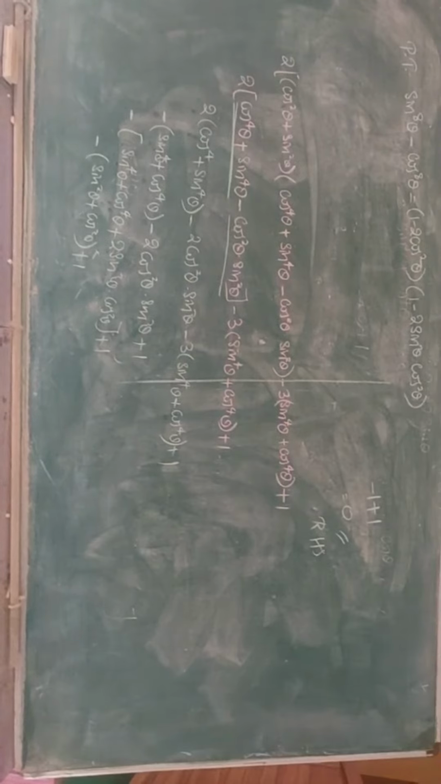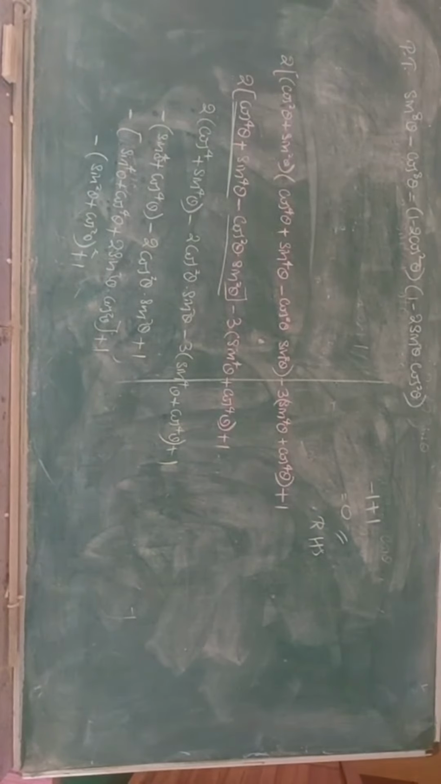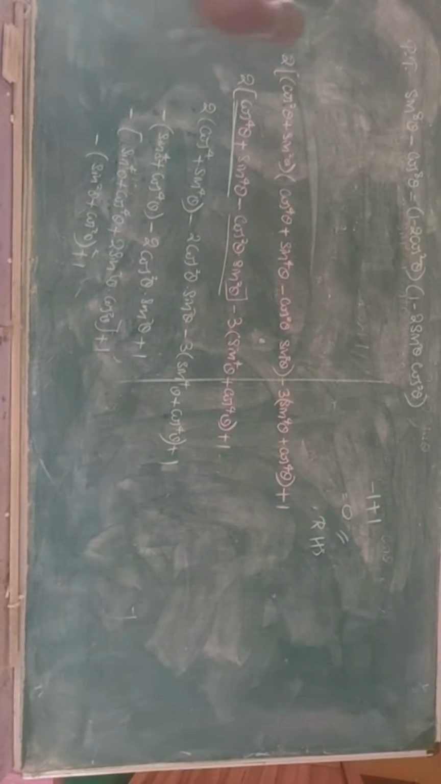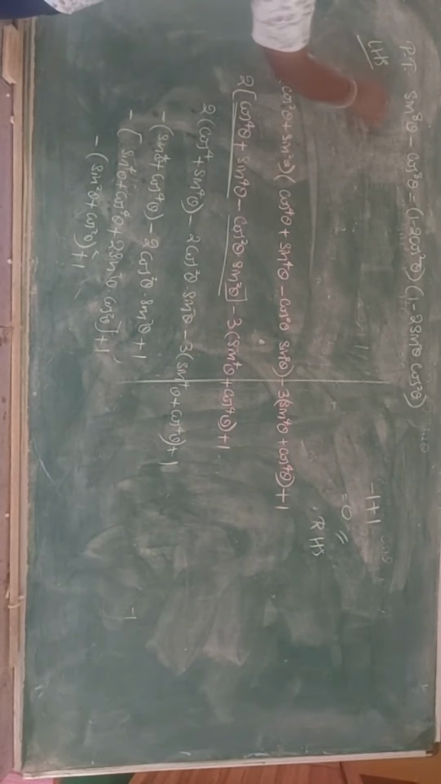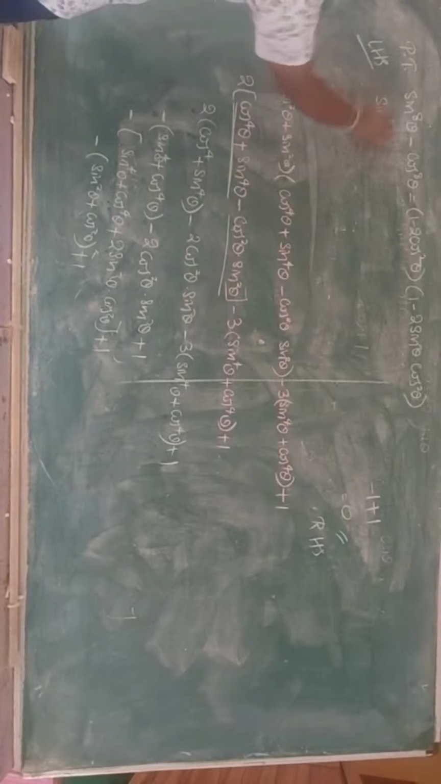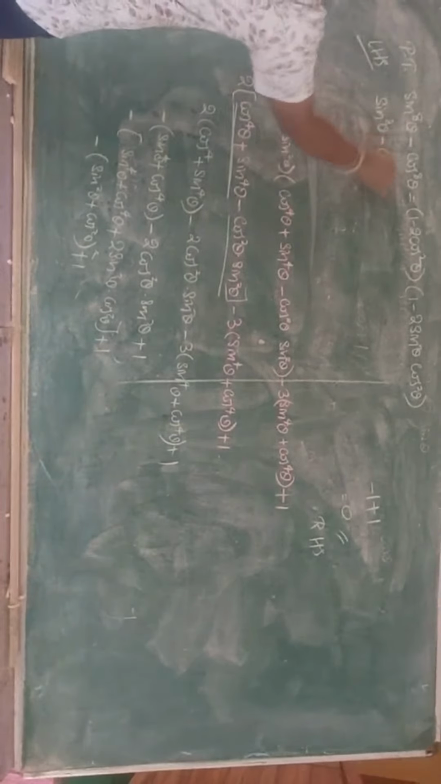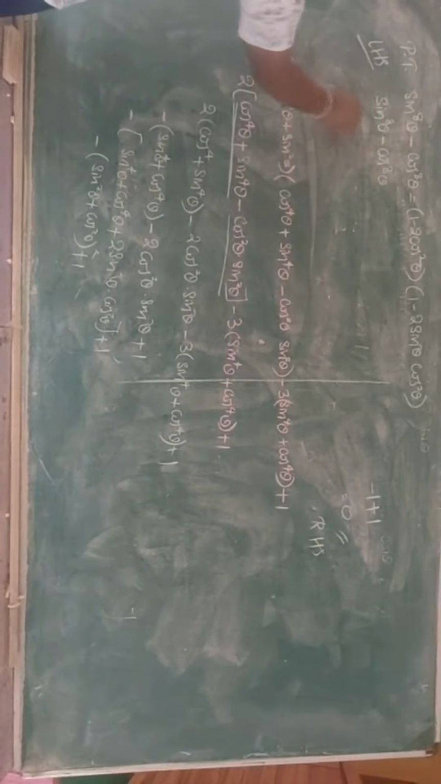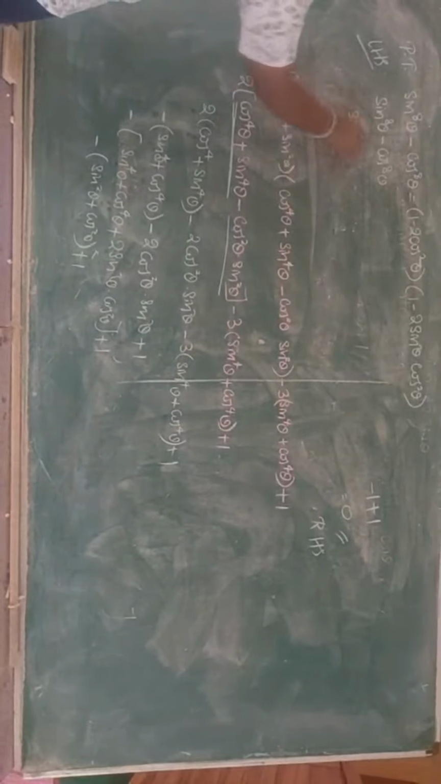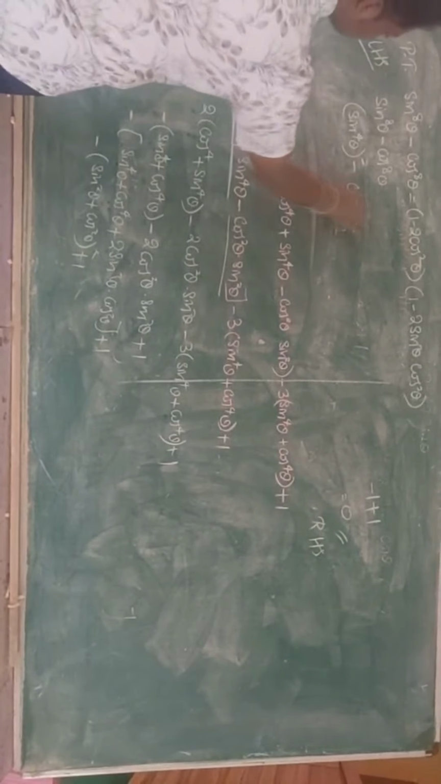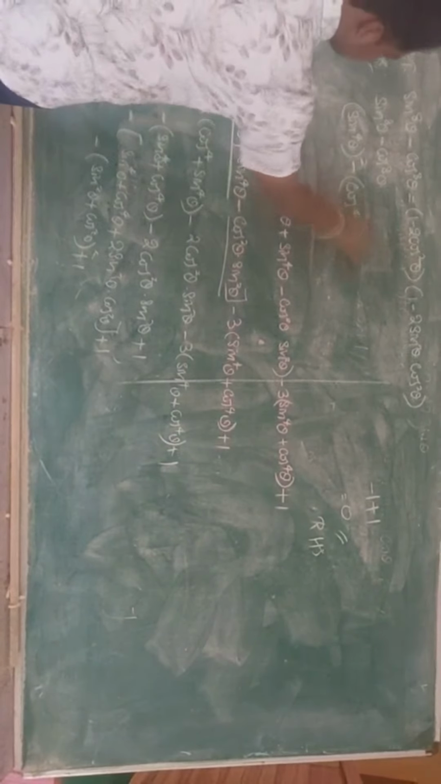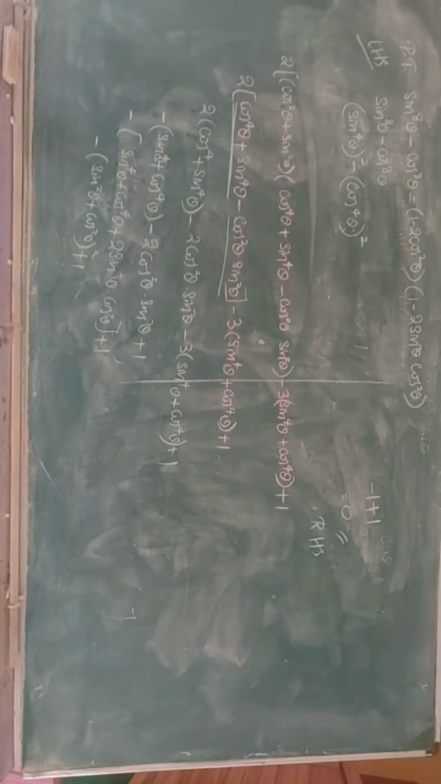So you can do it. And one hint I will give. What you can do? First take the LHS side, sin to the power 8 theta minus cos to the power 8 theta. You can write it as sin to the power 4 theta whole square minus cos to the power 4 theta whole square. Apply the a square minus b square identity, that is nothing but a plus b into a minus b. Let's do it.